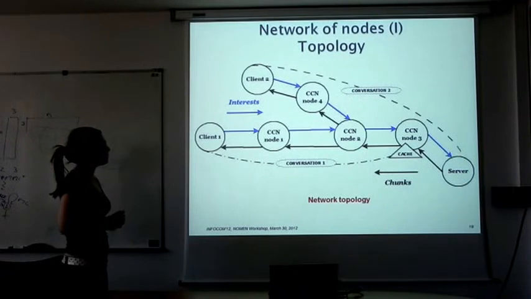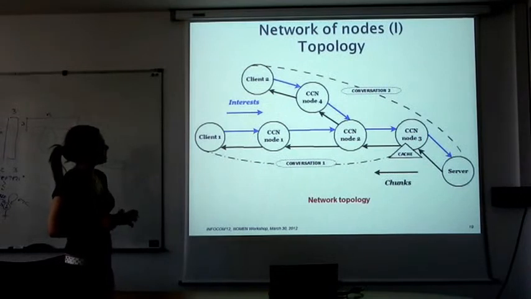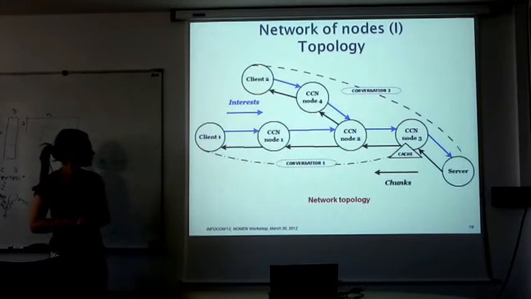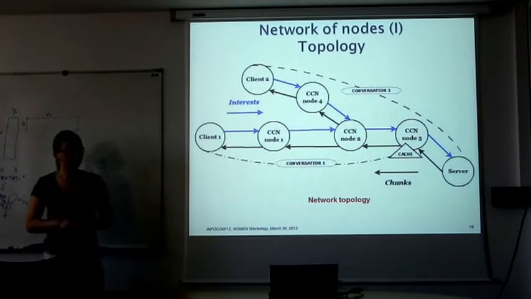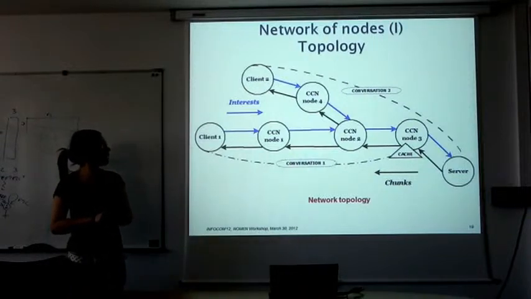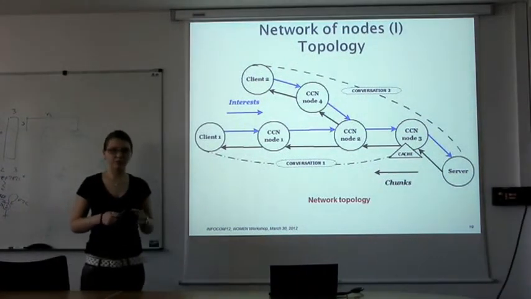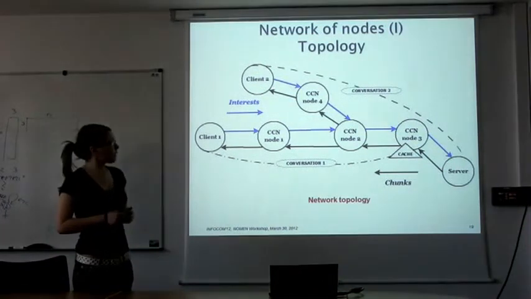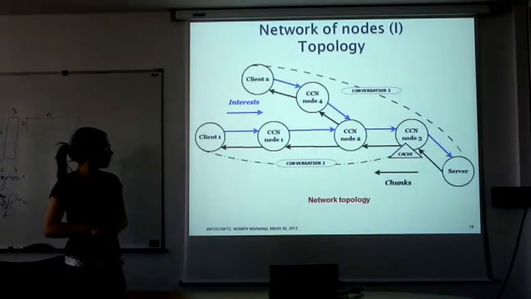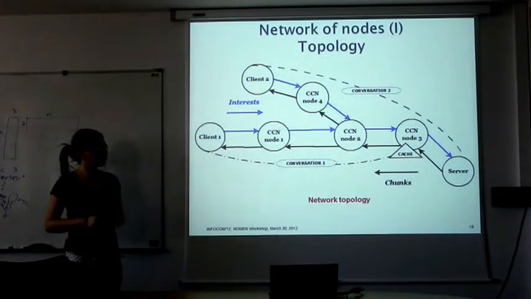Now the more complex and more interesting scenario is the network of nodes. We use two conversations. The first conversation flows from client 1 to node 3, and the data for this conversation is in the cache of node 3. Conversation 2 flows from client 2 to the server. The server generates a different response delay for each data packet. So we are interested in the buffer state of node 3 and the chunk service rate for every conversation.